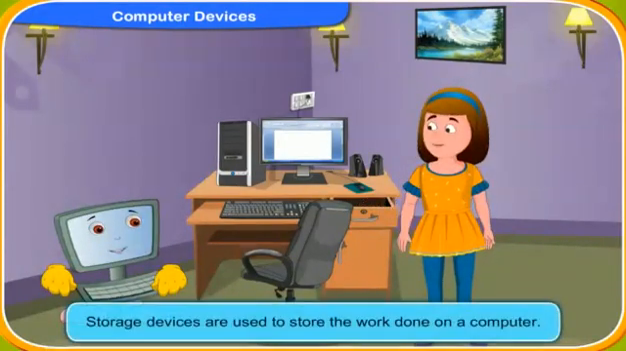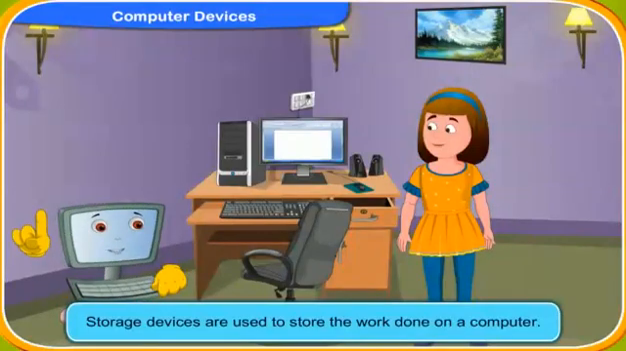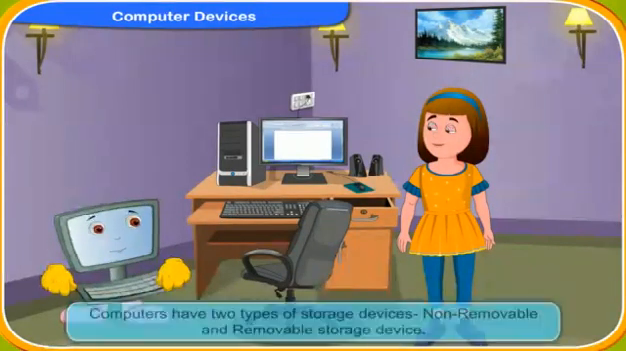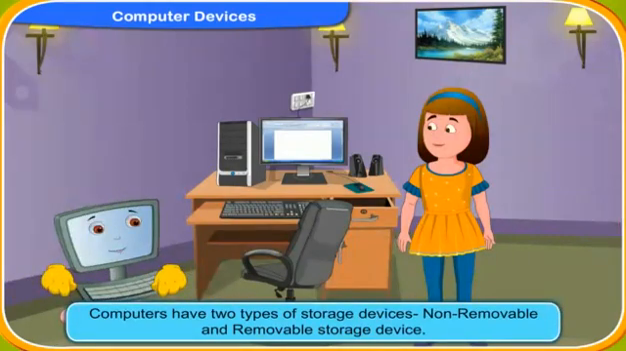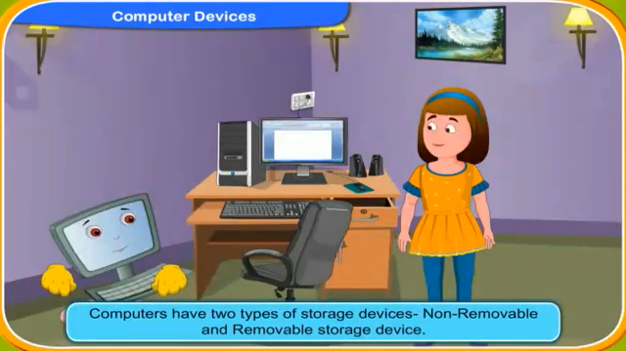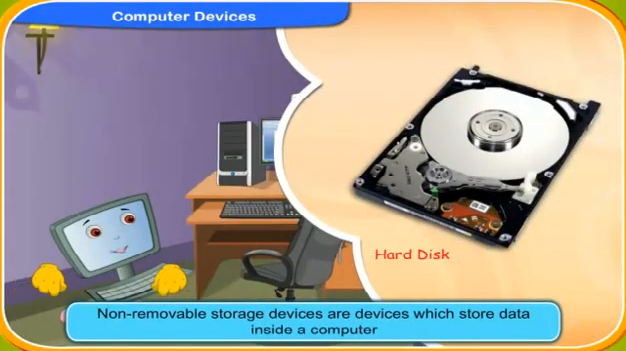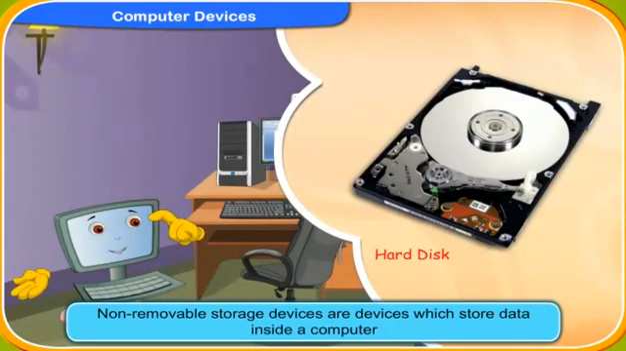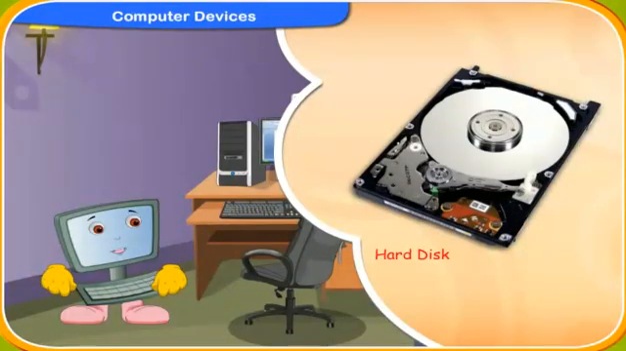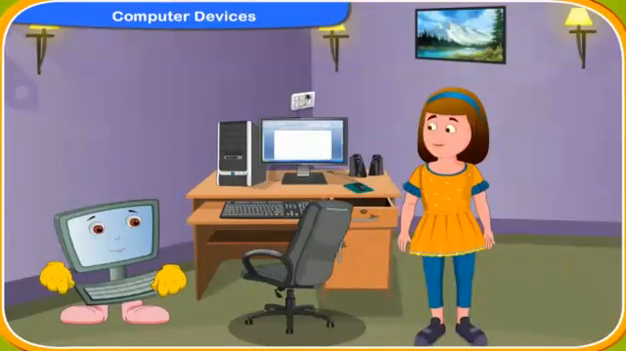Storage device? Storage devices are devices which are used to store the work done on a computer. Computers have two types of storage devices, non-removable and removable storage devices. Non-removable storage devices are devices which store data inside a computer. Hard disks are non-removable storage devices as they are built inside the CPU.